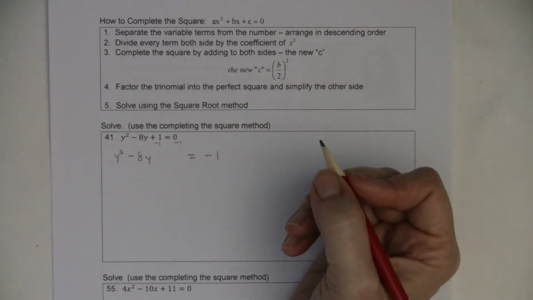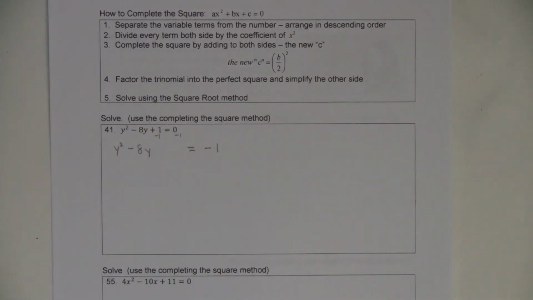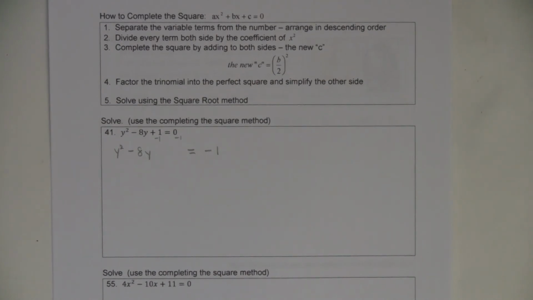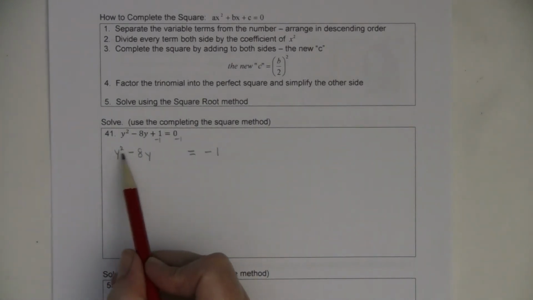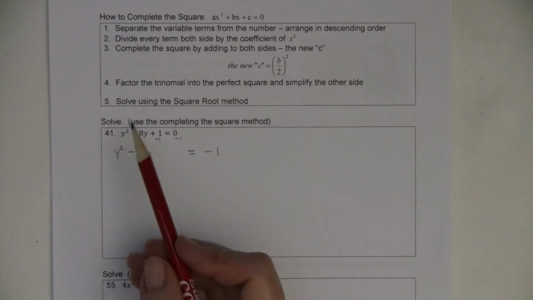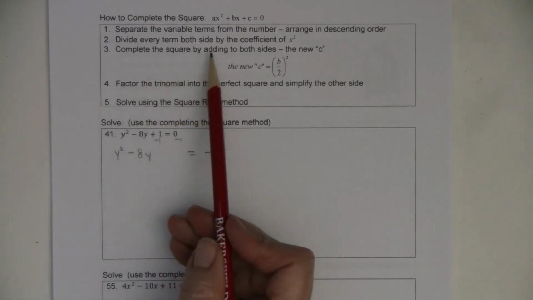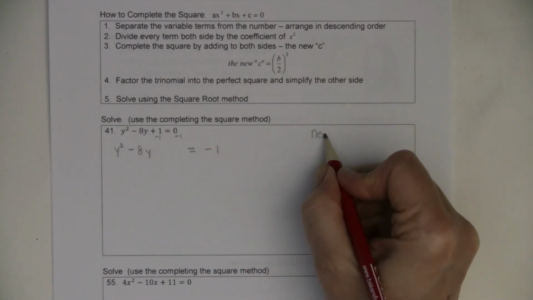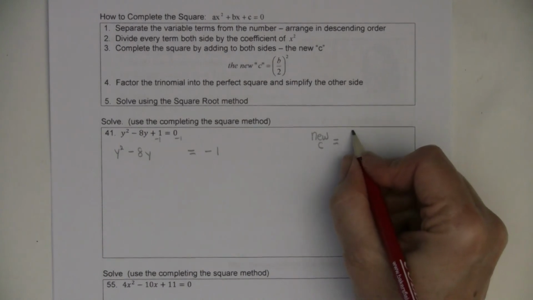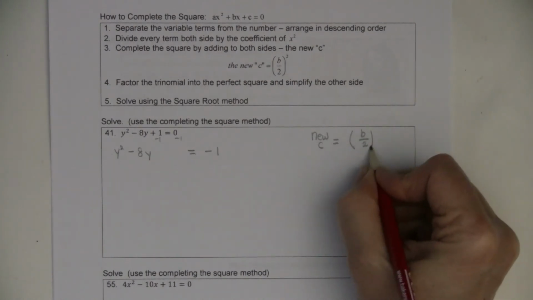The idea for completing the square isn't to get 0 on one side. The first step is to get your y squared minus your 8y. If you have a coefficient of y squared, it says x squared, but this equation has y in it, you want to divide by that right now. I don't have a coefficient other than 1, so I don't have to do that step on this one. Then you want to complete the square by adding to both sides the new c, which is equal to b divided by 2 squared.